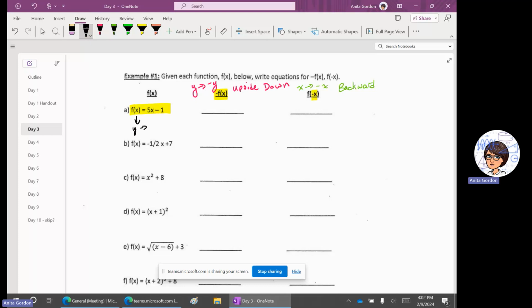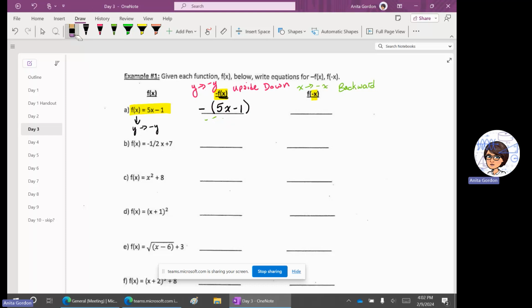y with negative y, which means in order to get that negative to the other side, I have to divide everything by a -1. Or another way to look at it is saying, I'm going to put a negative on the outside of my function. So my function is negative (5x minus 1). I could even simplify this and expand the brackets to say negative 5x plus 1. That would be all right as well.